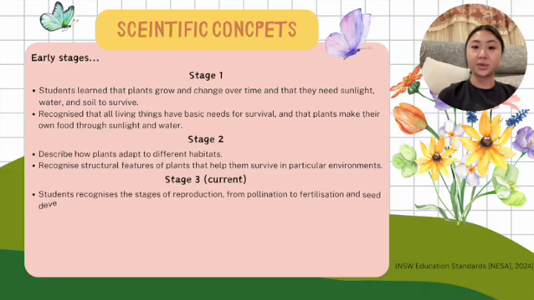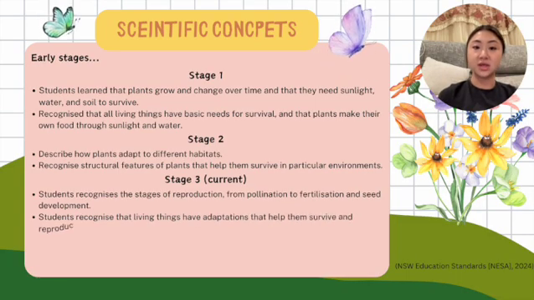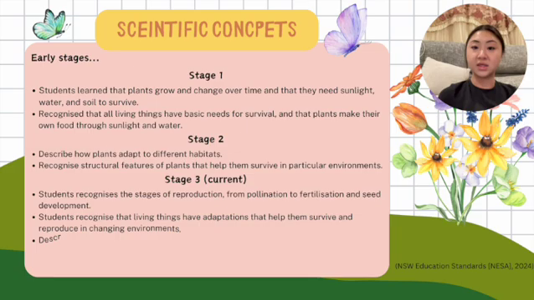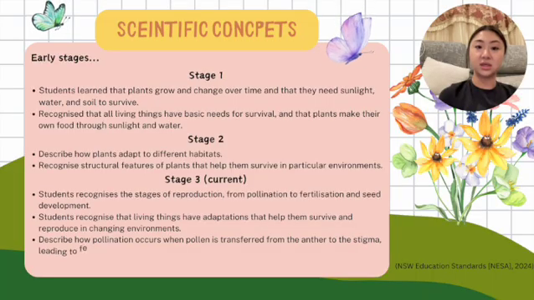They learned to describe how plants adapt to various habitats and to recognize the structural features that help them survive. These ideas prepared students to think about structure and function, the idea that a plant's features are shaped by what they need to do to survive. In Stage 3, students extended these understandings into reproduction and adaptation.